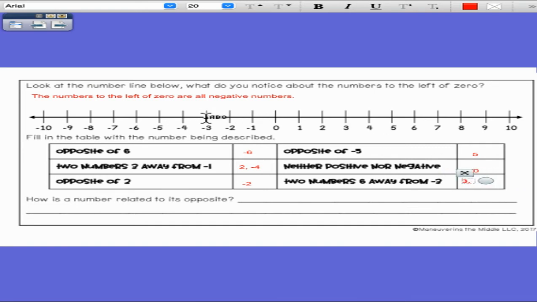And start at -3 and hop 6 to the left. 1, 2, 3, 4, 5, 6. And my answer is -9.